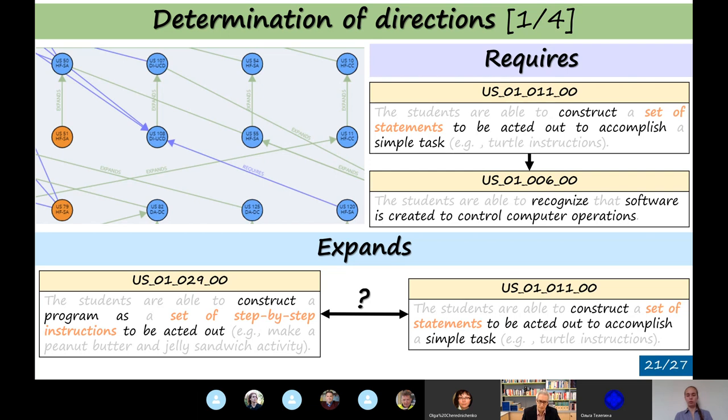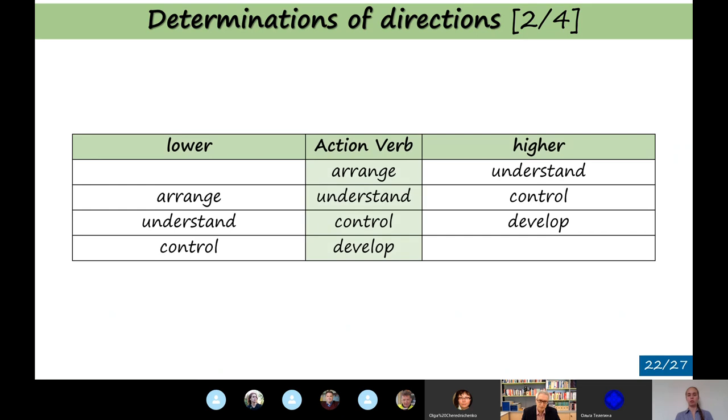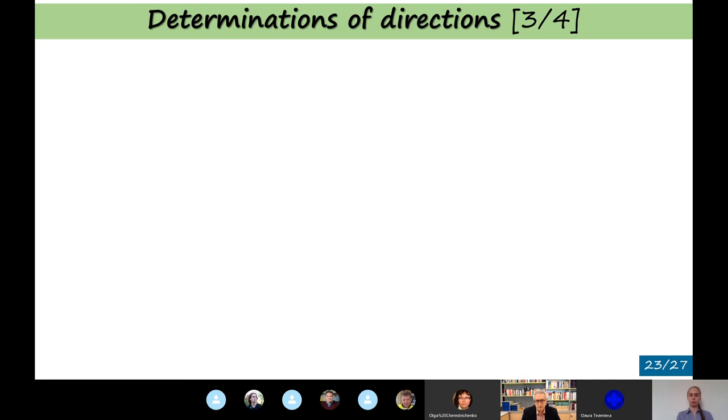However, for expands relations, we know only the probability of how connected two different learning outcomes are, how high is the probability that two learning outcomes are connected, but we don't know the direction. That's why we need to define it. For determination of directions, I use action verbs. They are stored in a table where the main action verb is stored in the middle. On the left side, the action verbs of a lower level are stored, and on the right side, action verbs of a higher level are stored.